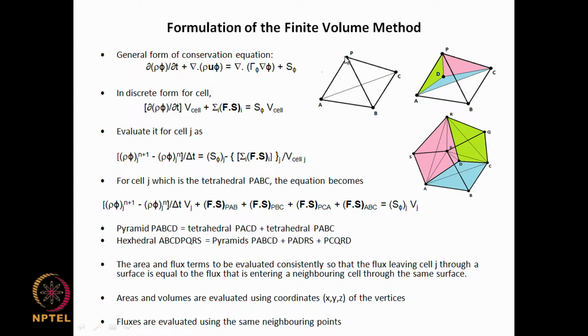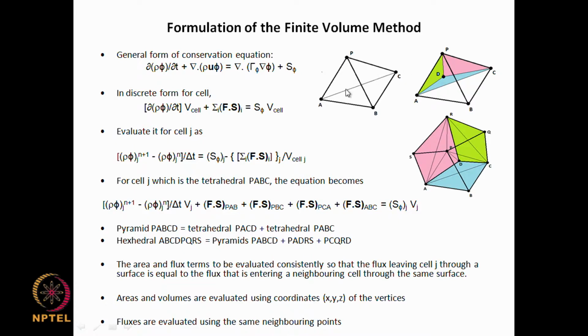For example, if you take this tetrahedral cell which has 4 triangles as the faces here, you have a bottom face which is ABC, and then you have this face which is PBC, another triangular face PAB, and another triangular face PAC.